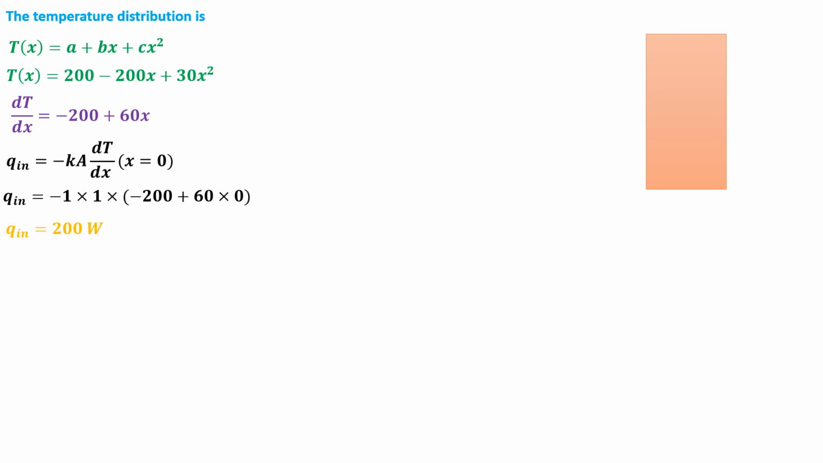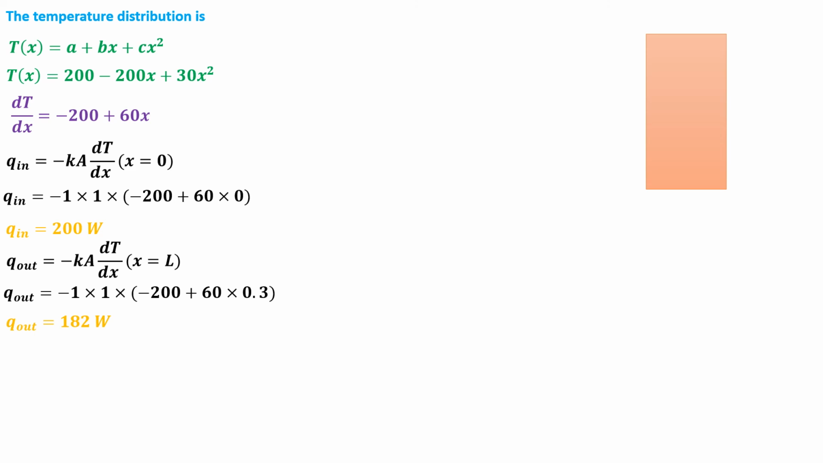Now we are going to solve for Q out, where we will put the value of x equal to L, because Q out is taking place at x equal to L. So Q out is equal to minus K A dT over dx at x equal to L. K is 1 watt per meter Kelvin, area is 1, given in the problem statement as unit surface area. Put the value of x equal to L, which is 0.3. So Q out comes out to be 182 watt. We have found the value of Q in and Q out.